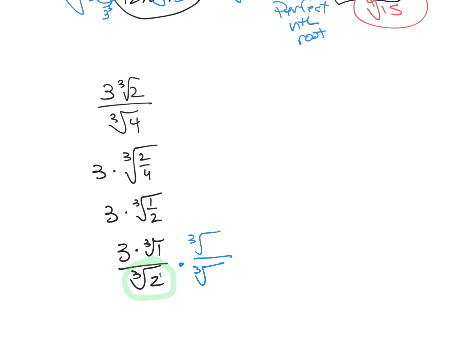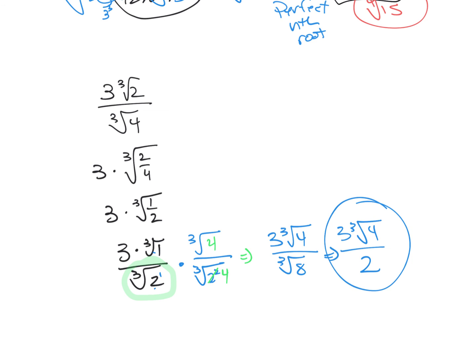Well, this is 2 to the power of 1, so I could take 2 to the power of 2, and 2 to the power of 2 is 4, right? So I can multiply this by 4. And so then I have 3 times the cube root of 1 over 4, so that becomes 4, 1 and 4. And then 2 and 4 becomes the cube root of 8, and the cube root of 8 is a perfect cube, and so that is 2.